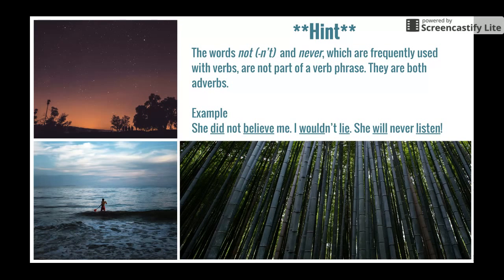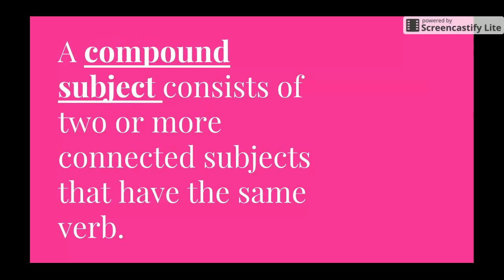Did believe is our simple predicate. Not is an adverb that's brought itself right into the middle of that situation. Would and lie, that is our simple predicate. The contraction n't has inserted itself into that situation to make it negative. She will never listen. Will and listen, that is our simple predicate. Never, the adverb, has inserted itself into this situation to make it negative.